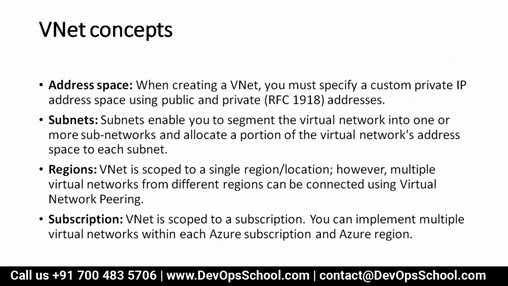Inside the resource group, you can put any instance, including an Azure virtual network. The virtual network concept starts with addresses. When creating a VNet, you must specify a custom private IP address space using public and private addresses. Subnets enable you to segment the virtual network into one or more subnetworks and allocate a portion of the virtual network address space to each subnet. Region and subscription I have already explained. Correct, guys?